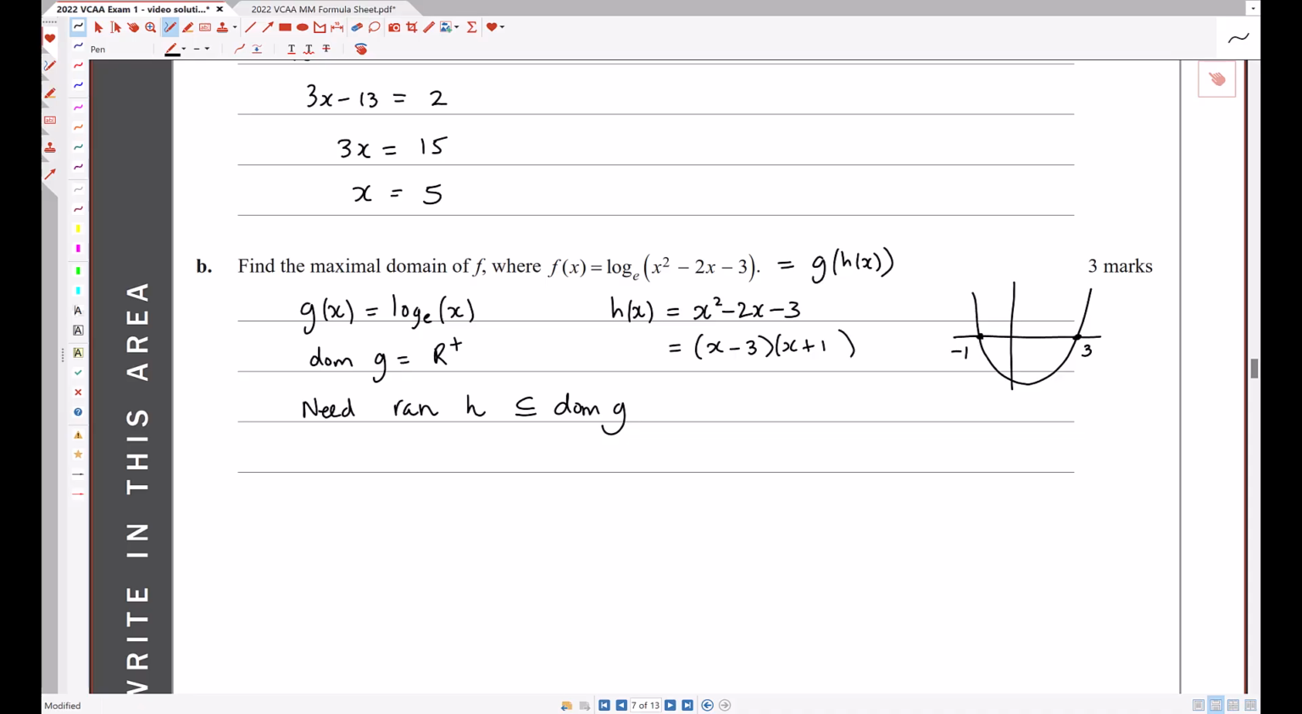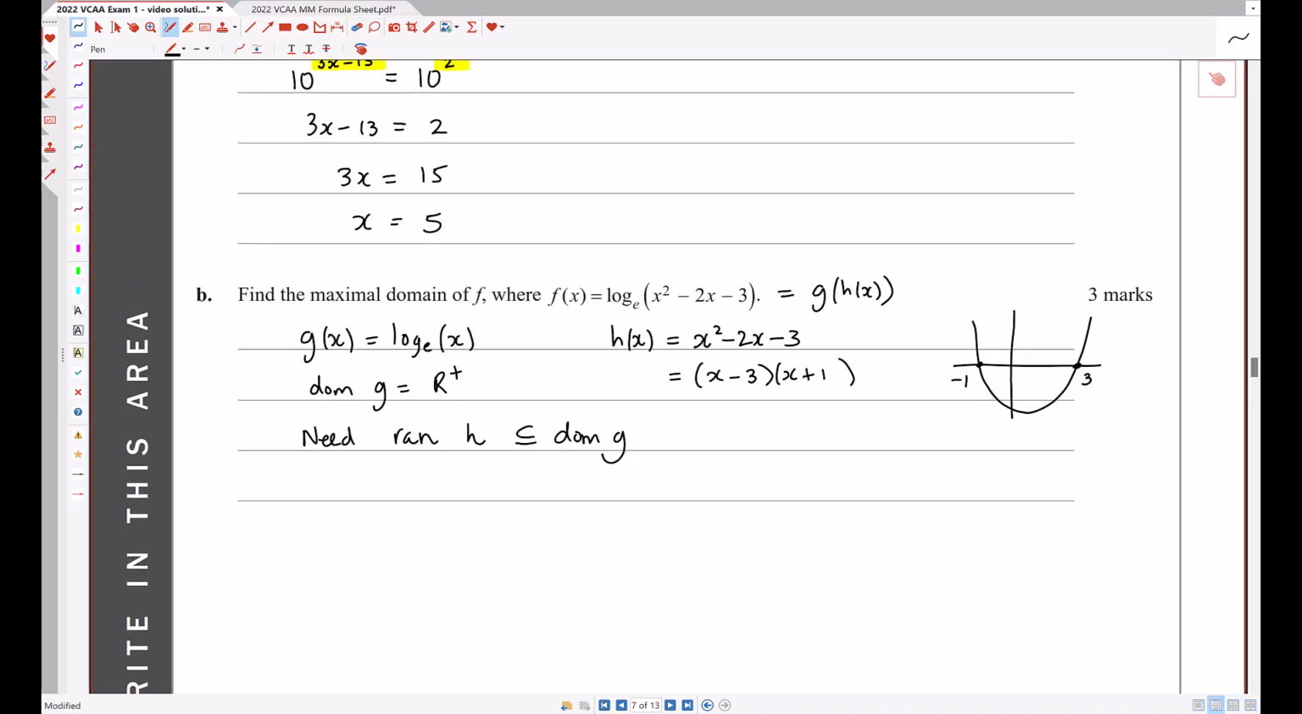And it's a happy parabola, so that's what it's going to look like. So we need the range of h to be a subset of the domain of g, which means we need the range of h to be a subset of the positive real numbers, which means the range can't include these x-intercepts, and it can only include these bits up here and here. Okay, and so that's going to happen when x is less than negative 1, or when x is bigger than 3. Be careful about what you write here.